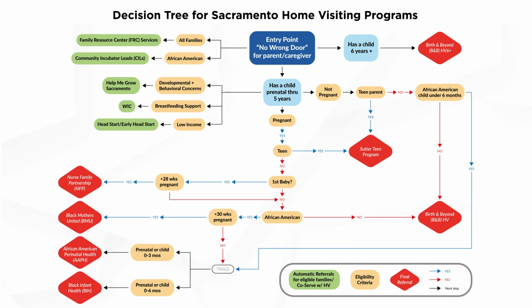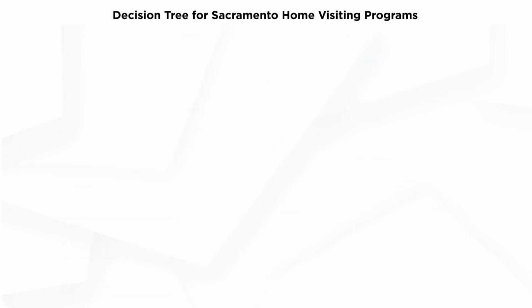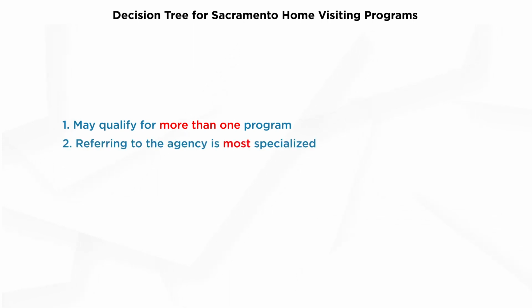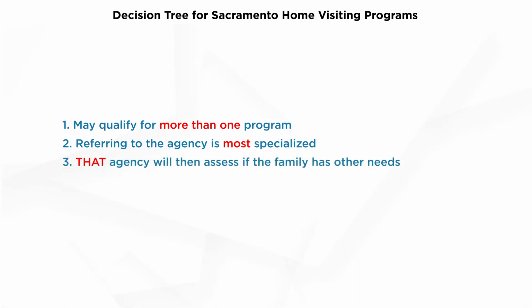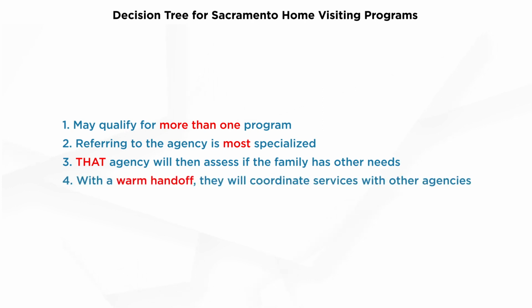Now that you have a good idea of how the decision tree works, you can go back to the beginning and try a different scenario to practice. Before we end the tutorial, there are just a few more things to know. First, many times, families may qualify for more than one program, but we are referring them to the agency that is most specialized for them. That agency will then assess if the family has other needs and, with a warm handoff, they will coordinate services with other agencies as needed.